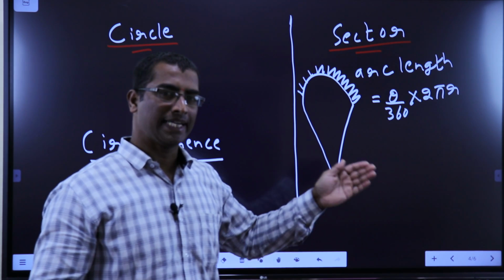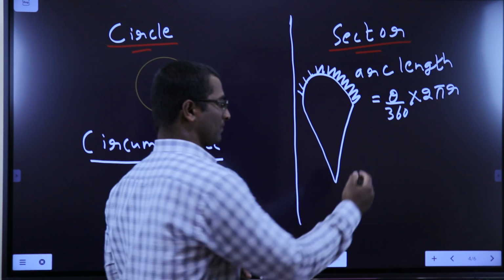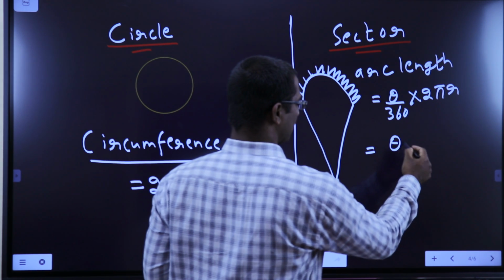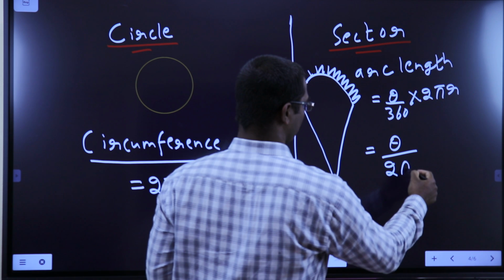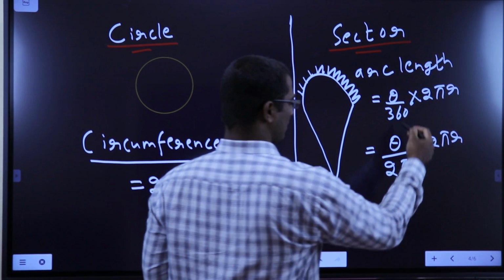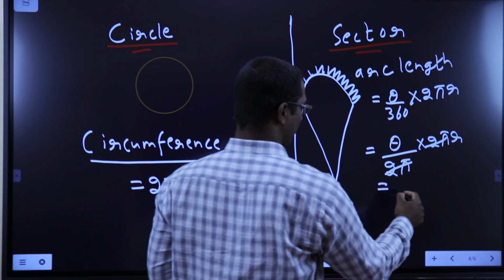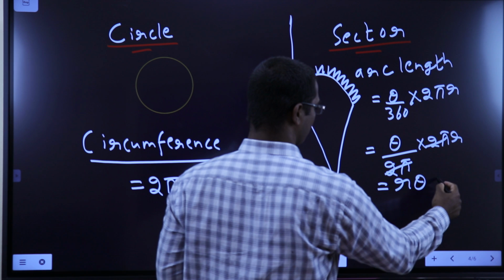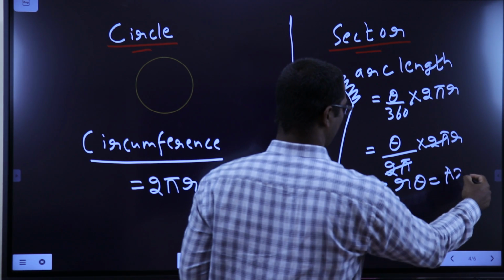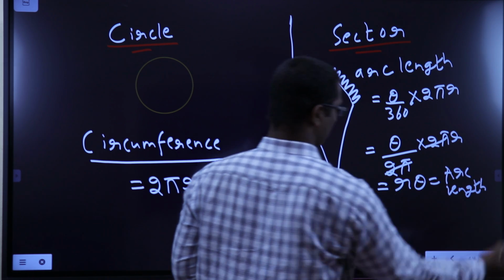In AS level, theta will be given in radians. Then which formula do you need to make use of? Here also replace 360 by 2 pi, into 2 pi r. 360 is in degrees, 2 pi in radians. Now these two get cancelled, and I am left with r theta. That is the formula for calculating arc length in AS level.